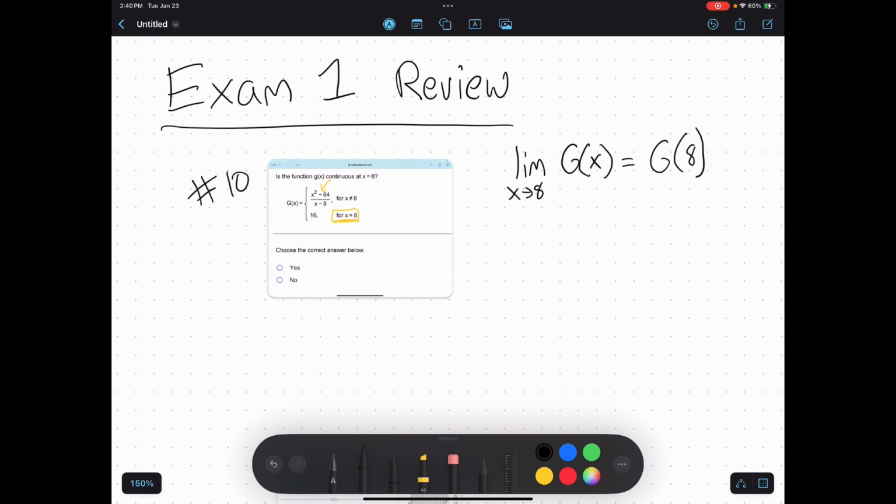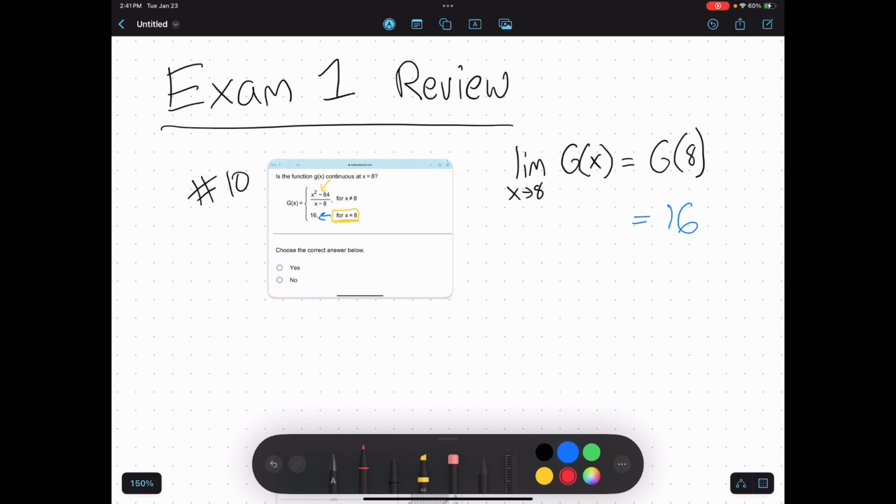Well, according to my piecewise function, and in my case, of course, your numbers are going to be different. I just want to clarify that. This is the problem it gave me, but it changes the problem numbers for everybody. According to my problem, when I actually plug in 8 for x equals 8, I get 16. So the whole point of this problem is to check to see whether the limit as x approaches 8 of my function is equal to 16.